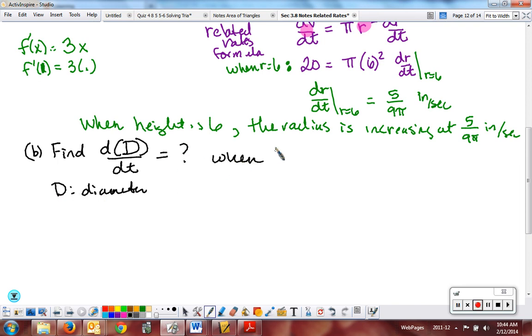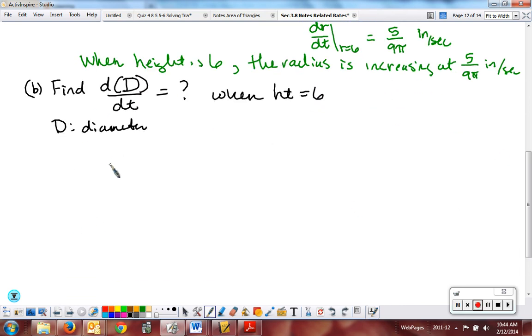When height is 6. Now what's your gut feeling on this? All right, well, we have 2 different answers in my gut feeling, so let's see. What do we know about D? What is my formula relating my variables? D equals 2R. H equals R, so also known as D equals 2H. But I'm going to go ahead and use this one, because I just found dr dt.